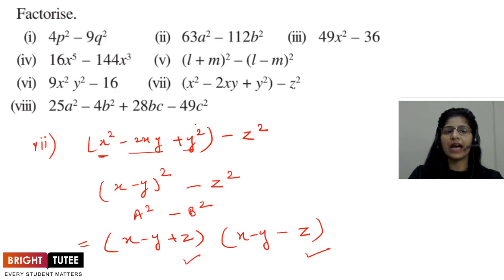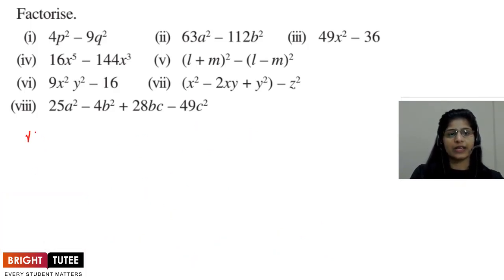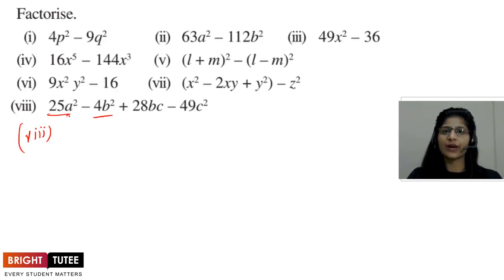Now we are just left with the last part of the question. Okay, so in the last part, that is the 8th of the question, what is given? 25a square minus 4b square. So 25a square is a square of 5a. This is a square of 4a. So 5 and 4 is 20, 20 into 2 is 40. So we don't see 40. That means 2ab is not getting formed, right?